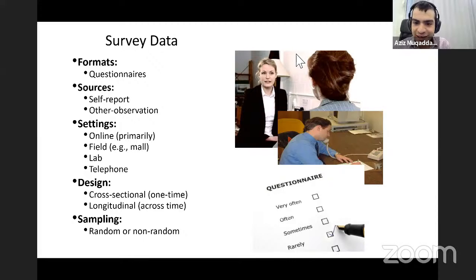So if I give a personality test to someone and then I ask their friend or a significant other to rate that person's personality, you might get different results, right? The settings could be done online. That's the primary one nowadays. Could be in a field, so you go out in a mall and someone stops you and you take a survey.